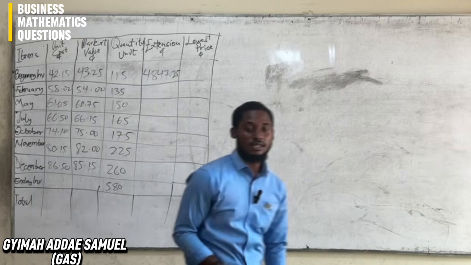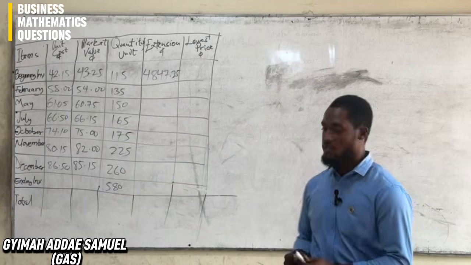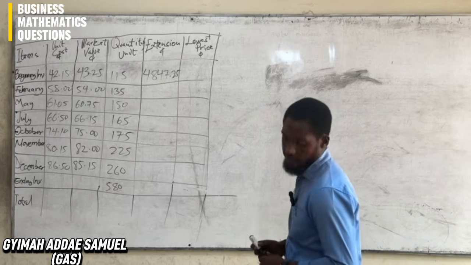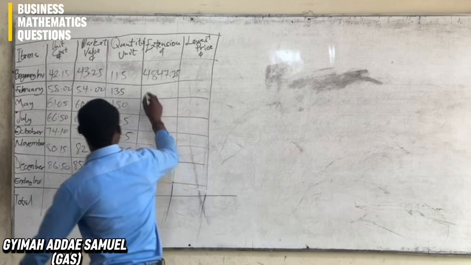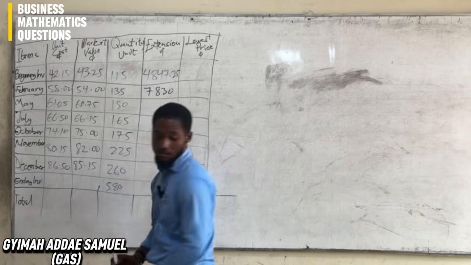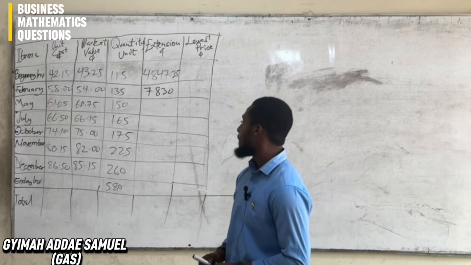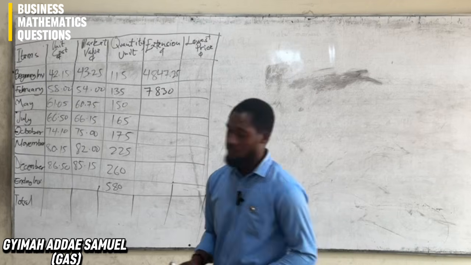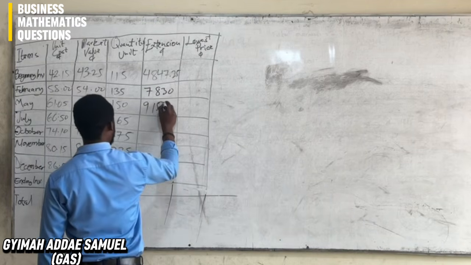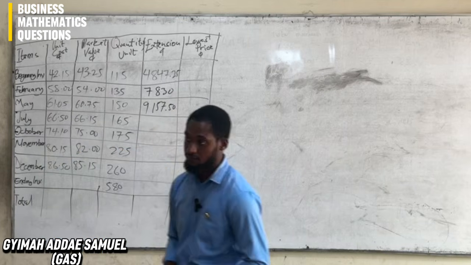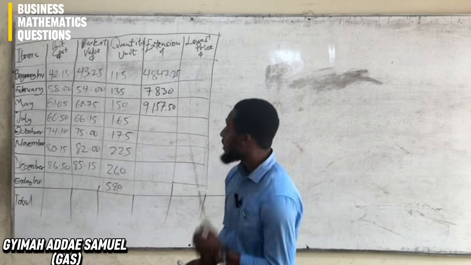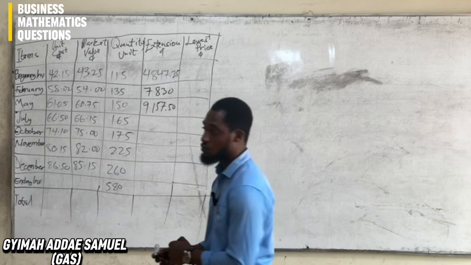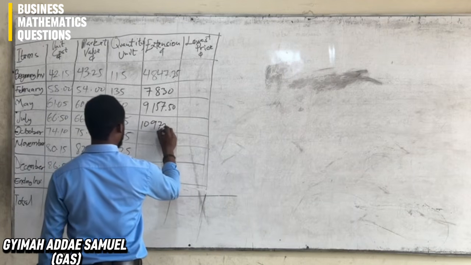You can also take your calculator and join me in calculating the extension. We multiply 58 by 135, you are getting 7,830. We multiply 61.05 by 150, we are getting 9,157.50. We multiply 66.50 by 165, you get 10,972.5.